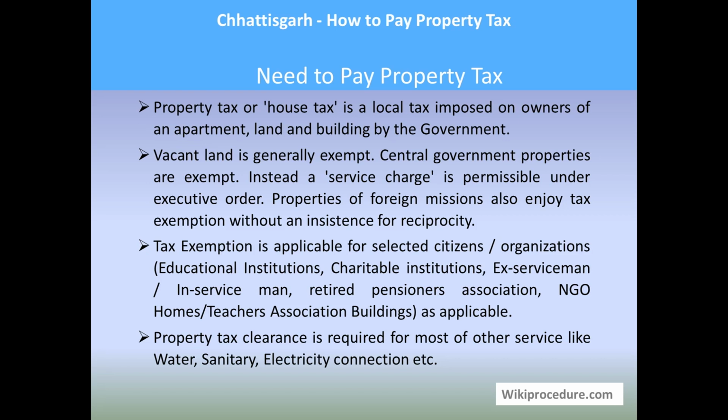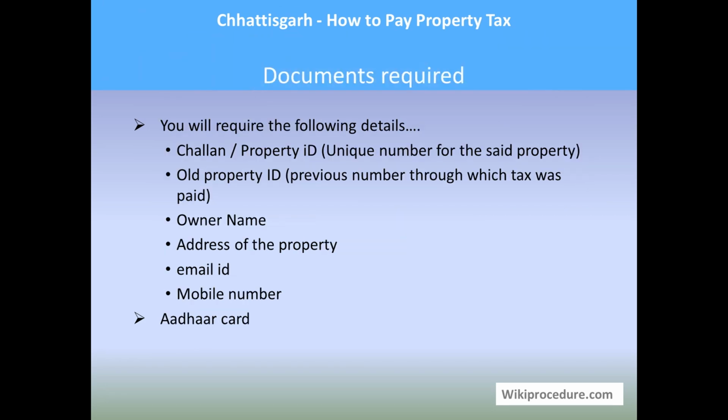The tax exemption is applicable for selected citizens and organizations like educational institutions, charitable institutions, ex-servicemen, in-servicemen, retired pensioners association, NGO homes, and teachers association buildings. Property tax clearance is required for most of the other services like water, sanitary and electricity connections from the government department.